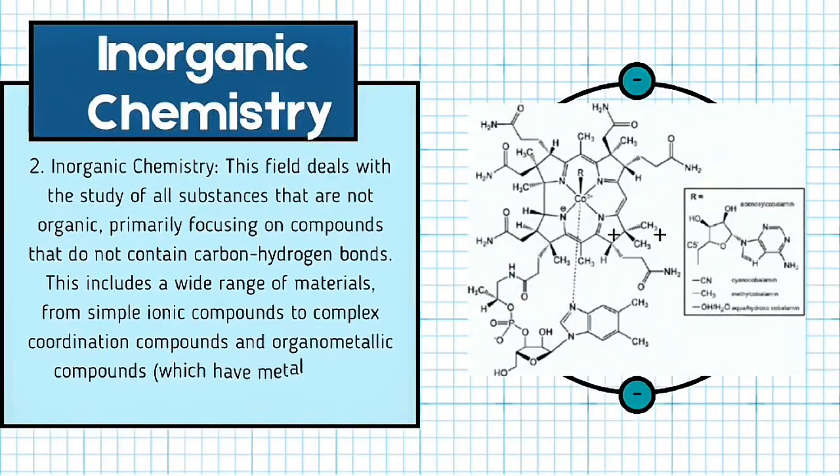Let us now move on to the second branch of chemistry, the totally opposite of organic chemistry, which is inorganic chemistry. This field deals with the study of all substances that are not organic, primarily focusing on compounds that do not contain carbon-hydrogen bonds. This includes a wide range of materials, from simple ionic compounds to complex coordination compounds and organometallic compounds, which have metal-carbon bonds but are usually considered inorganic.